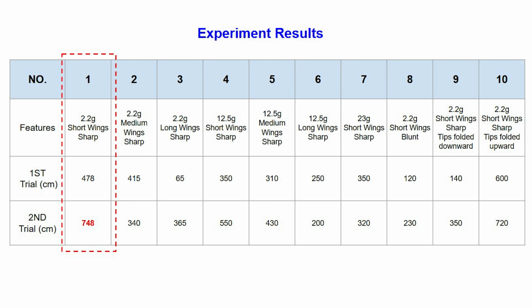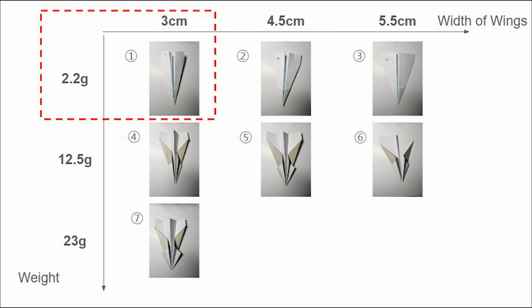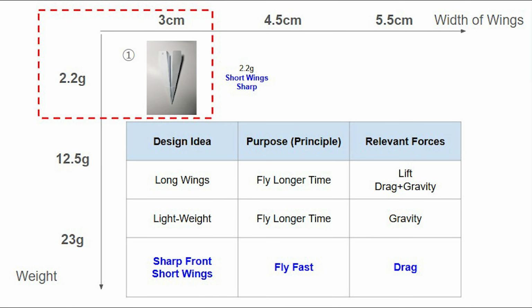The airplane that flew the farthest flew 7.5 meters. This plane was the lightest and sharpest with small wings. From the results, I learned that the most important factor was drag, because the plane with the smallest surface area and the sharp front flew the best.